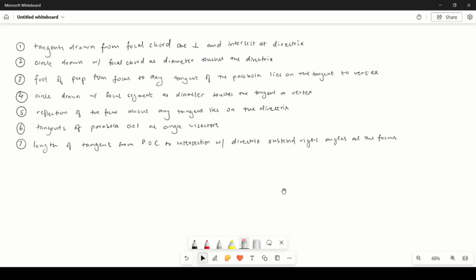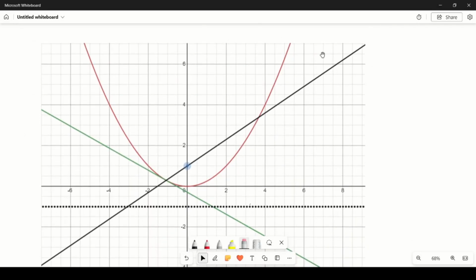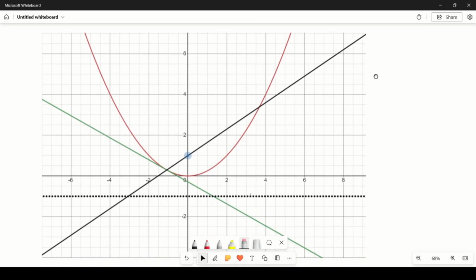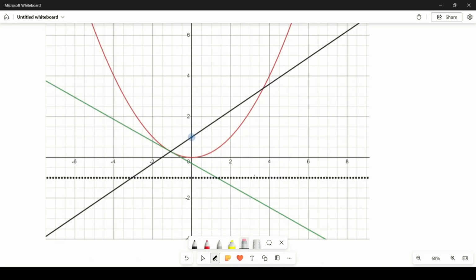The tangents of parabola act as angle bisectors, and the length of tangent from the point of contact to the intersection with the directrix subtends right angles at the focus. So here we have a quick picture of the parabola with the tangents and everything, and this part would be our focal chord. From here all the way to here, this is our focal chord. Why? Because this is a line that's passing through the focus. That's a chord that's passing through the focus. It's a focal chord.